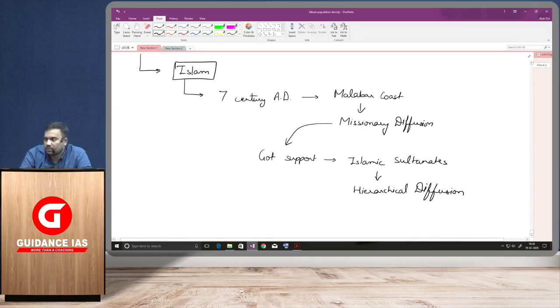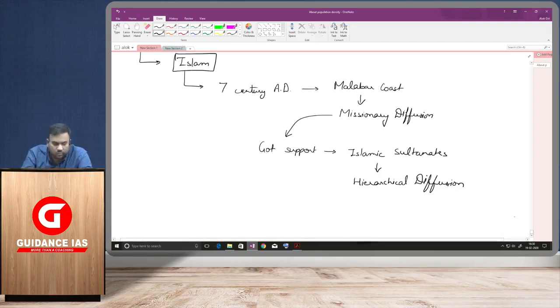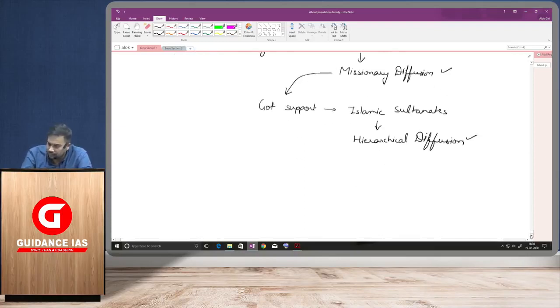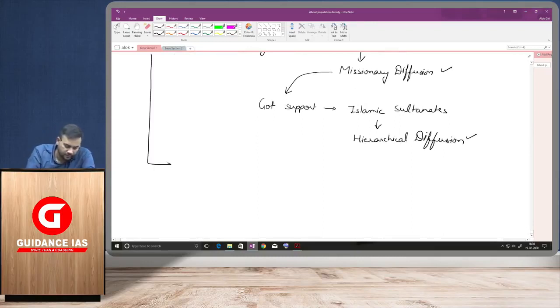And as a result, what has happened? Islam has been established in India. So two modes have been followed: missionary diffusion through the Sufi saints, and the hierarchical diffusion process, the main modes in India. That is why it was able to spread fast in India. Very importantly, the impact of hierarchical diffusion can be seen from the fact that the centers of these sultanates were the areas where the maximum concentration of Muslim population is found.